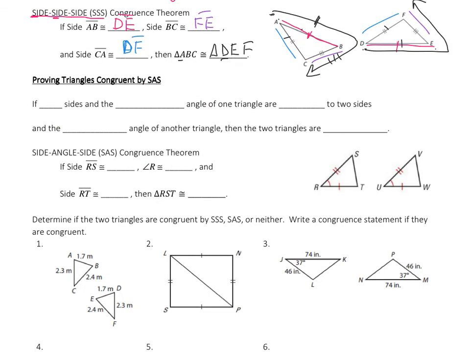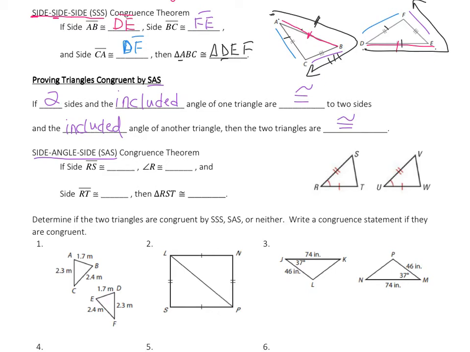Our second way of proving 2 triangles are congruent is by side angle side. And that means that if we have 2 sides and the included angle of one triangle are congruent to 2 sides and the included angle of another triangle, then the 2 triangles are congruent to each other.